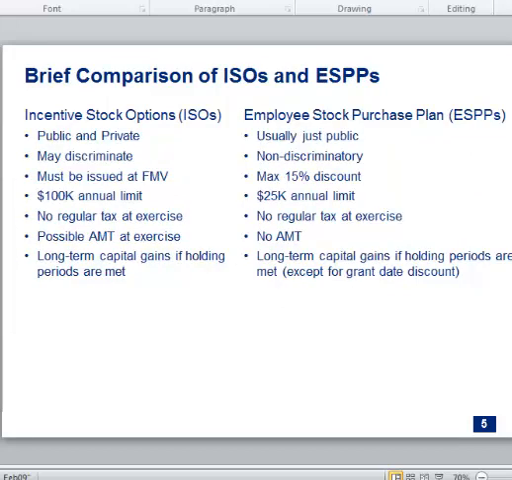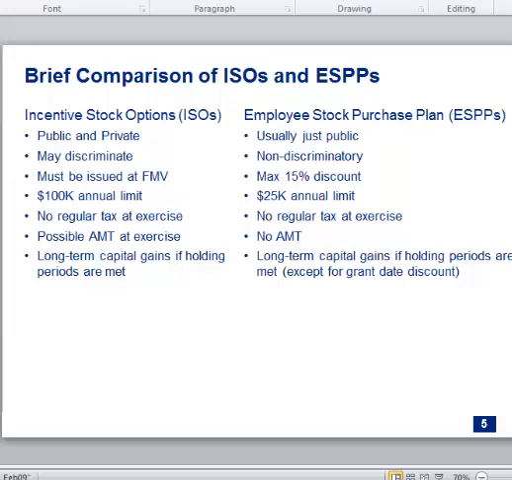Okay, ISOs versus ESPPs. An ESPP is an employee stock purchase plan. The accounting rules have changed on ESPPs and have made it harder for companies to maintain ESPP programs, so you see less and less of these. But the way ESPPs generally operate is they're meant for the mainstream, right?